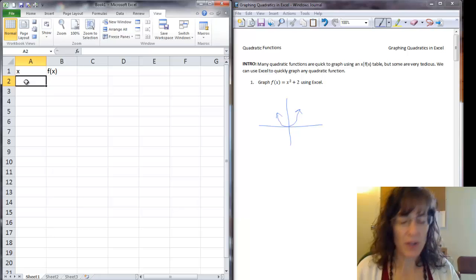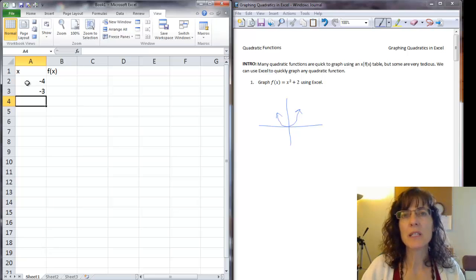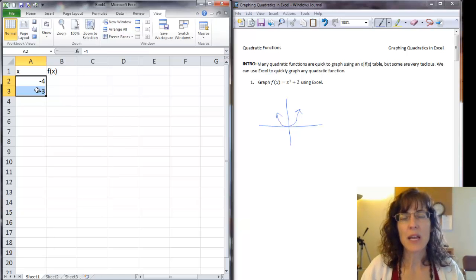So we want to try some values, like say maybe -4, -3, and I want to continue going on in that order. So I'll select those two. To do that, I click on the first one and then hold down my mouse button and just move my mouse down, and now it highlights both of them.